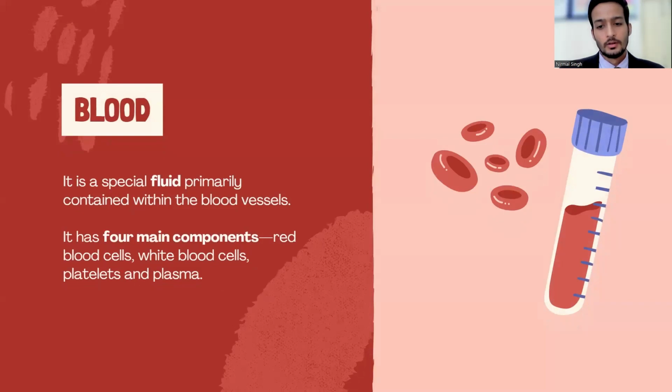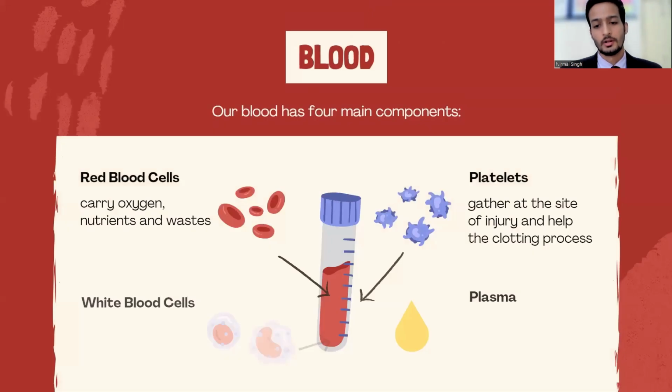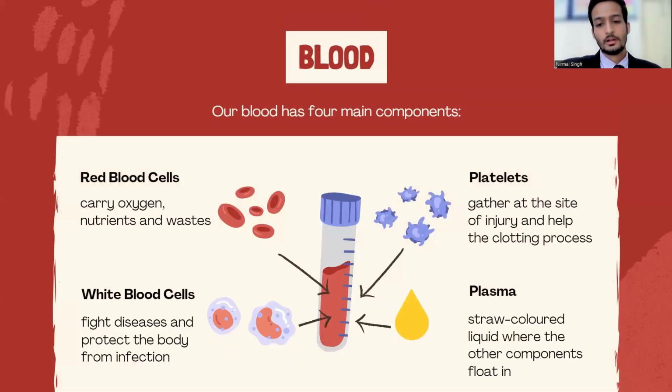Now, blood. Blood is a fluid connective tissue which acts as a medium and performs crucial functions such as transportation of oxygen, nutrients, and waste products. Blood has four main components that are red blood cells, white blood cells, platelets, and the plasma. Now, we will talk in brief about these four components.